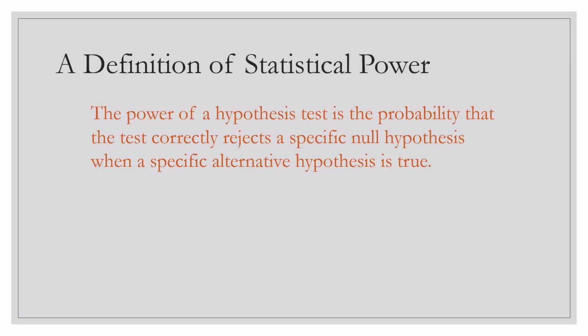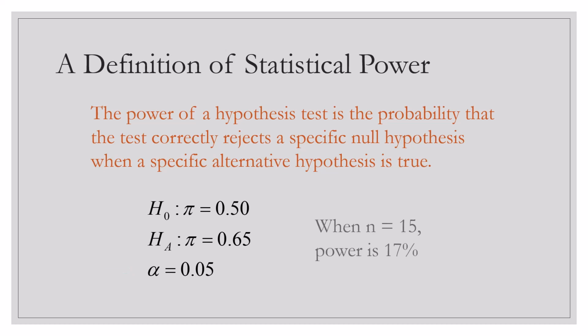The power of a hypothesis test is the probability that the test correctly rejects a specific null hypothesis when a specific alternative hypothesis is true. In the previous video, we used the null hypothesis that the population proportion is equal to 0.50. We used the specific alternative that the proportion in fact is indeed 0.65 rather than 0.50. And to test the null hypothesis, we used a nominal type 1 error rate, that is the maximum probability of a type 1 error, of 0.05 or 5%.